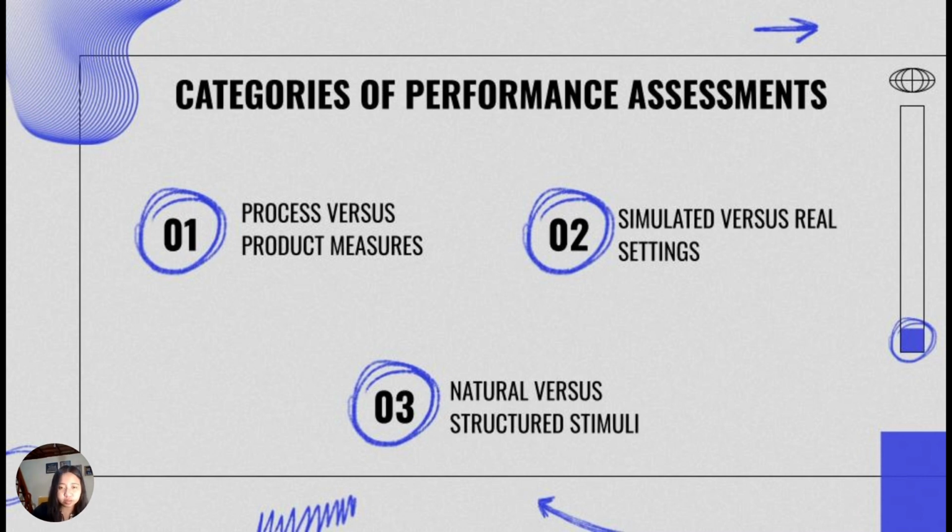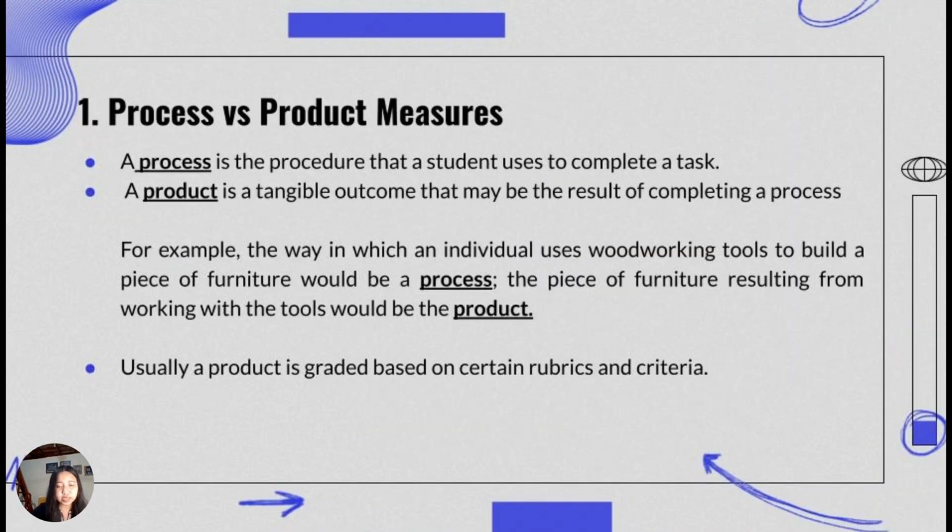And now let's tackle the process versus the product measures. But first, let us define the process and product. So a process is the procedure that a student uses to complete a task, while the product is a tangible outcome that may be the result of completing a process. So for example, the way in which an individual uses woodworking tools to build a piece of furniture would be the process, while the piece of furniture resulting from working with the tools would be the product.